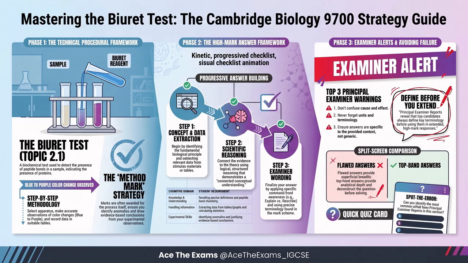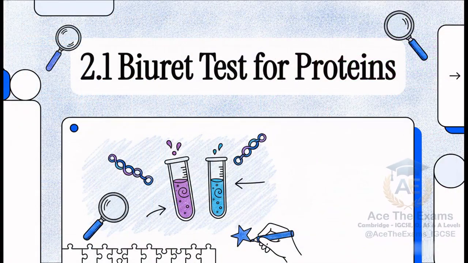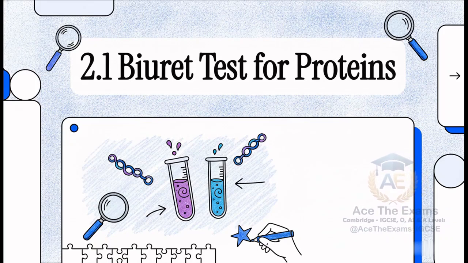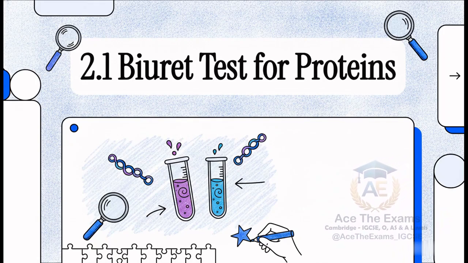If you're sitting the Cambridge AS and A-level biology 9700 exams, mastering the 2.1 Biuret test for proteins isn't just a good idea. It is an absolute survival requirement. Listen closely here, because this specific topic appears in literally every single Cambridge examination series. There is simply no escaping it.